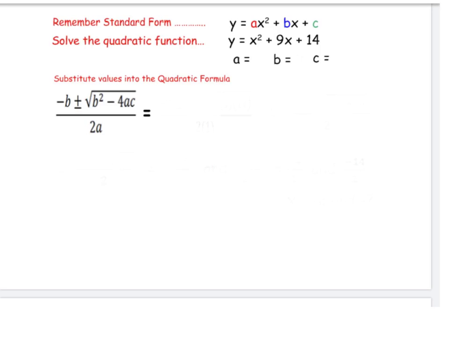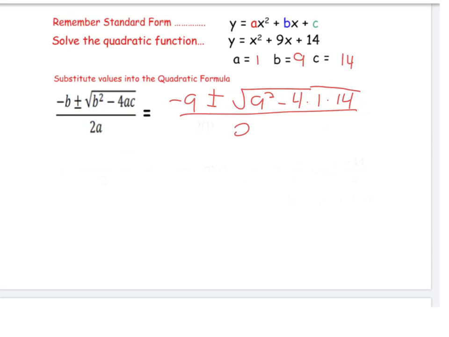I first need to identify my values. So the value of a is 1, the value of b is 9, and the value of c is 14. So I can now go ahead and substitute into my equation. So I have -b, so -9 plus or minus the square root of b squared, so 9 squared, minus 4 times a, just 1, times c, which is 14, all over 2 times a, which is 2 times 1.